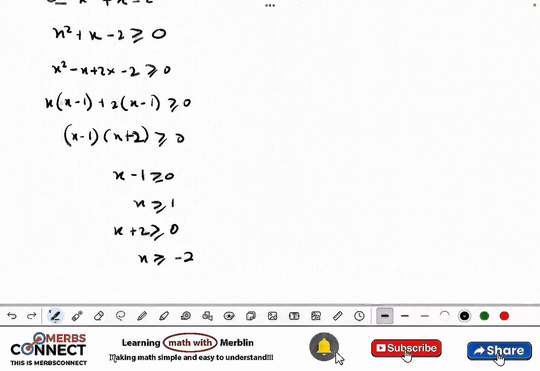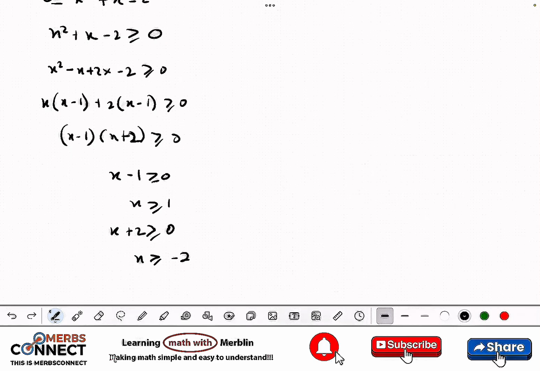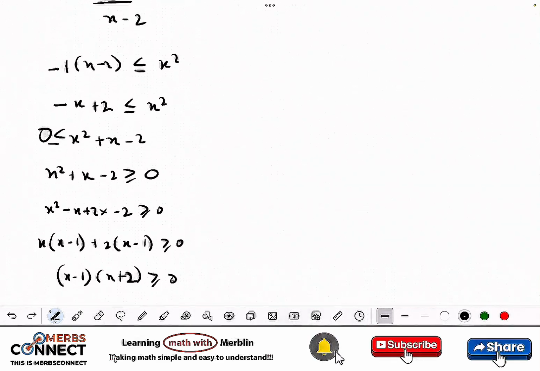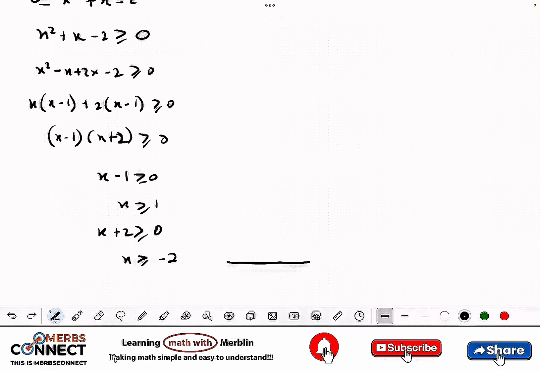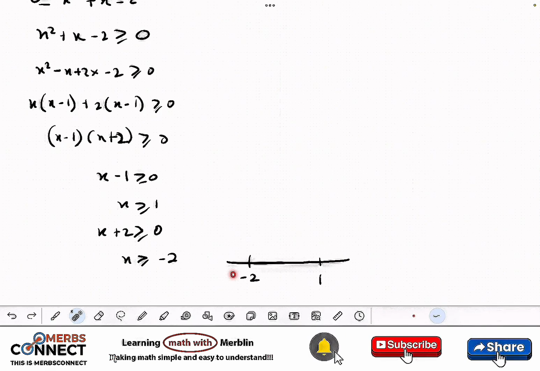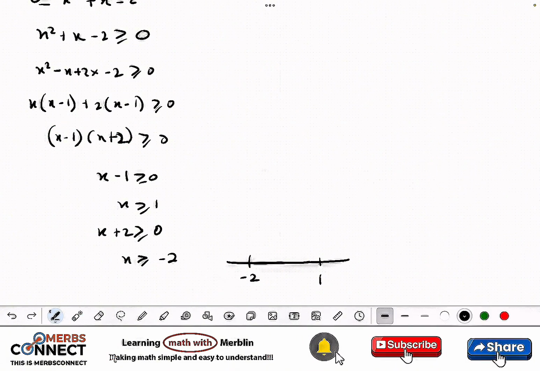So the same idea with the number line that we learned, we need to construct the number line, right? Then we use the same process, right? So let's construct the number line here. So I have -2 and 1. So I pick any number here, then I plug it in here. So I can pick -3. When I plug -3 here, what am I going to get?